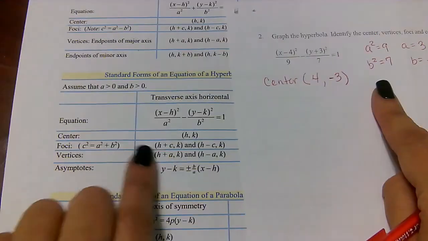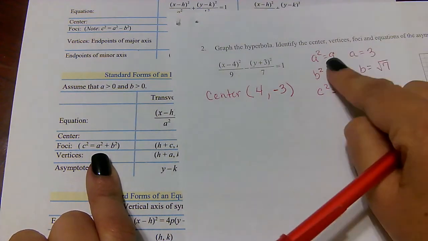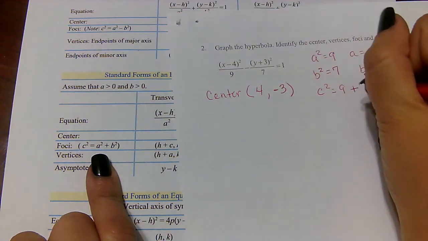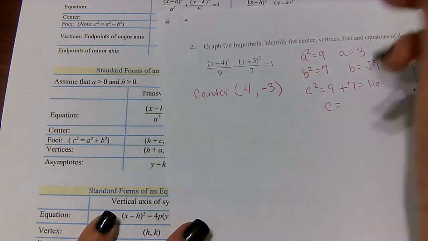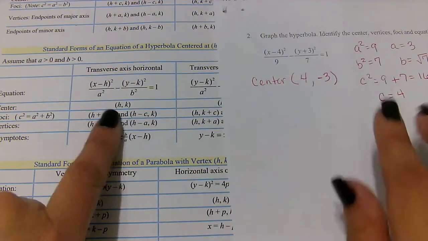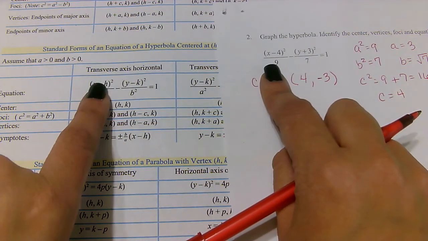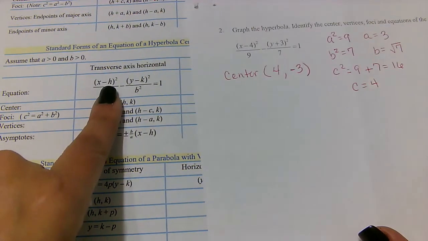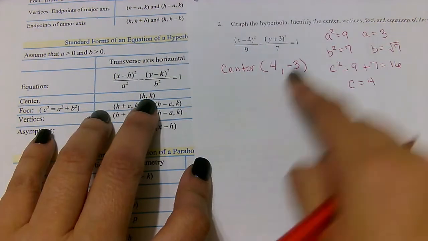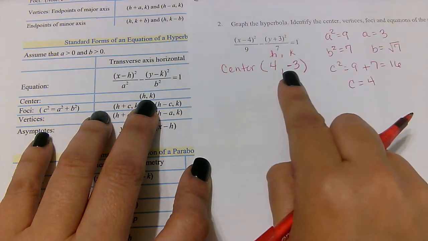We can solve for c using the formulas we have here. So c squared is equal to a squared, which is 9, plus b squared, which is 7. So c squared is equal to 16, which means c is equal to 4. The next thing we want to do is choose our equations. Since we see our x squared as our first term, we'll be using this set of equations where our transverse axis is horizontal. So I'm going to cover up the vertical ones. And let's label our h and k. h is going to be equal to 4, and our k would be equal to -3.